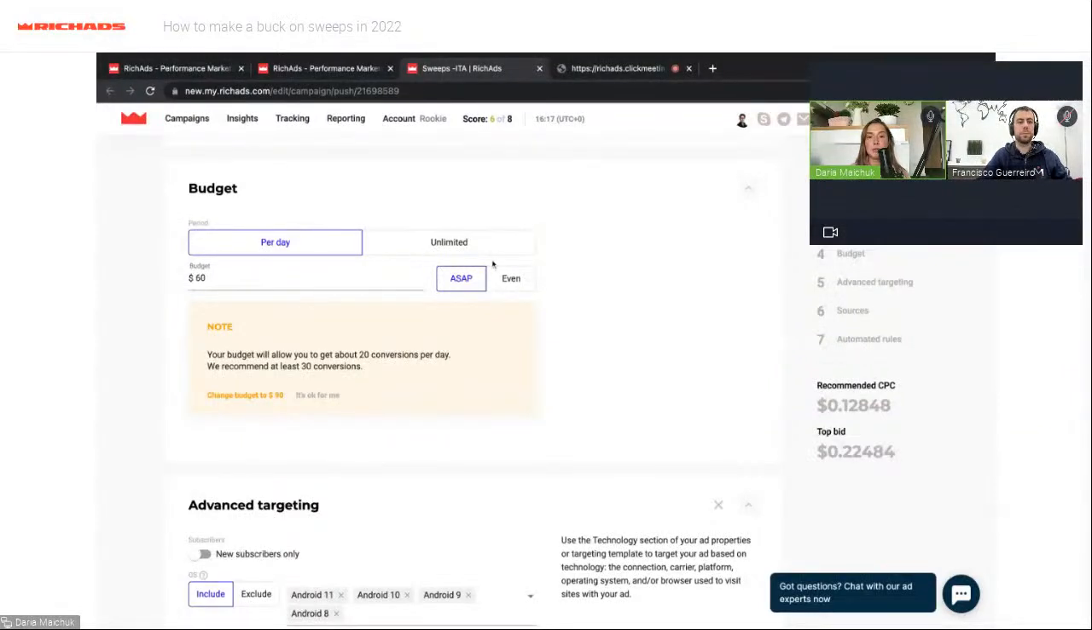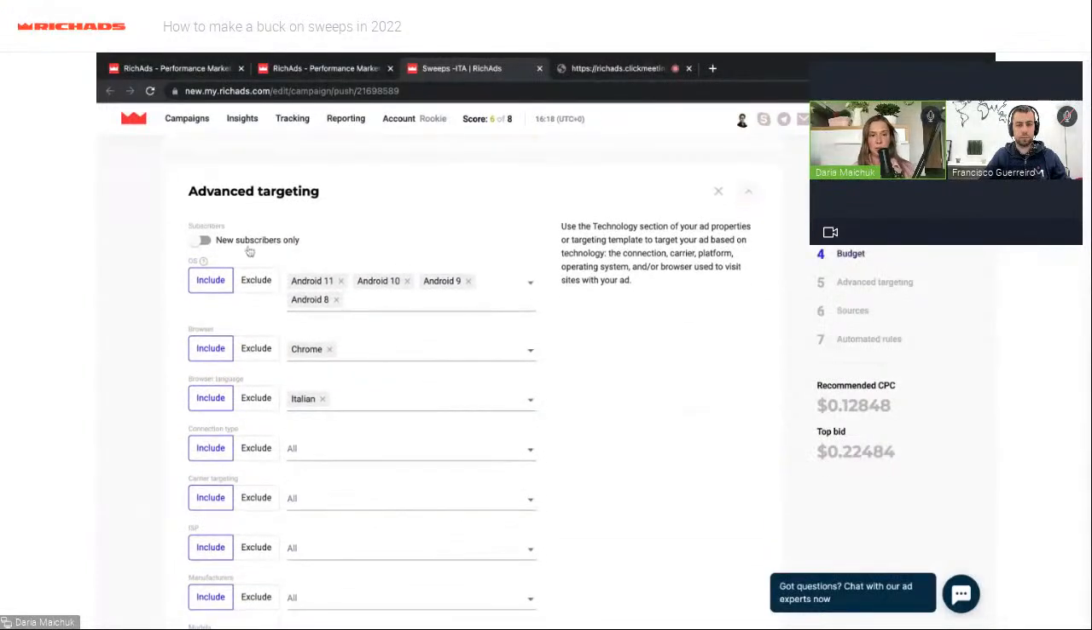And here we have two options, ASAP and even. I choose ASAP. With ASAP, you will have the traffic cheaper in the auction because at some time any advertiser can stop his campaign and you can get the traffic cheaper in this moment. So ASAP will be really cheaper for you and it will be better to have traffic faster because you will see the full statistics for optimization.